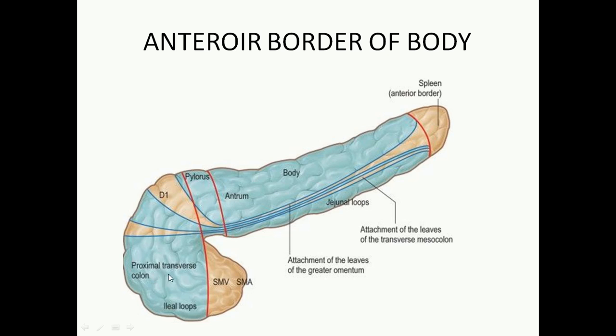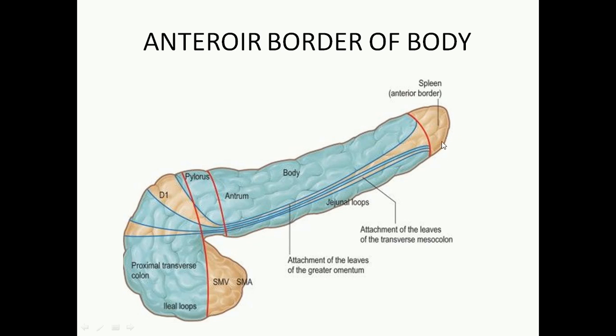Then the head of the pancreas anteriorly has the transverse colon, the proximal part of the transverse colon. You also have some coils of ileum covering it on the anterior surface. So this is the duodenum again, and the pylorus of the stomach, antrum. This is the body of the pancreas which is related, and these are the jejunal loops that cover the entire body of the pancreas anteriorly.